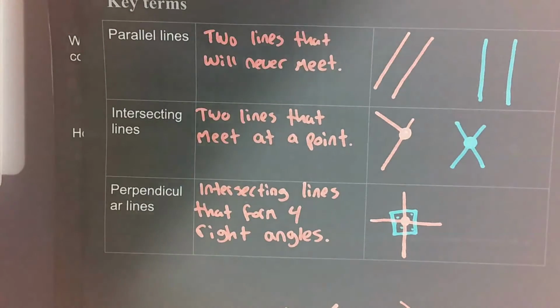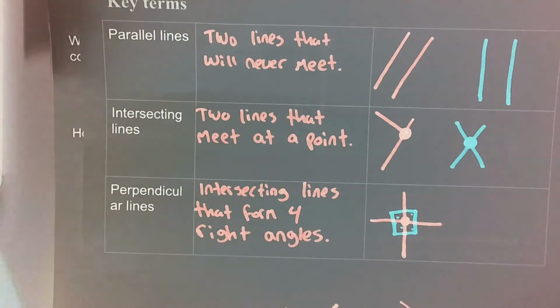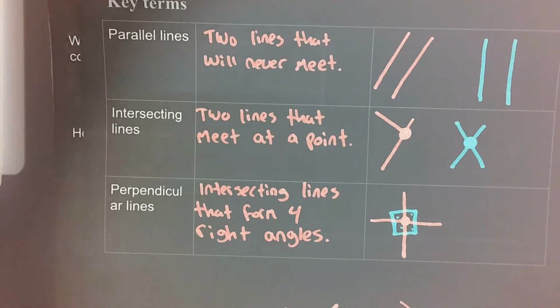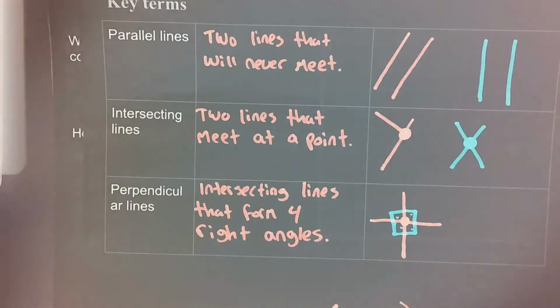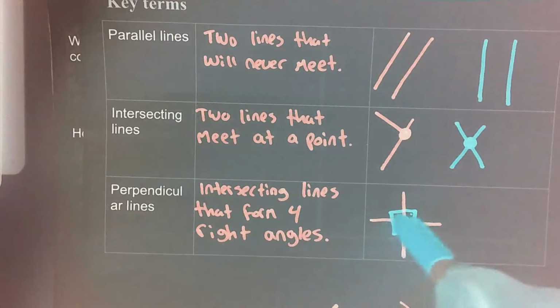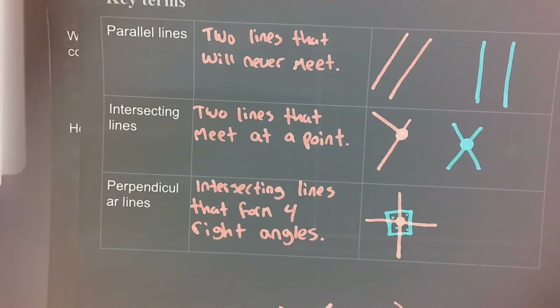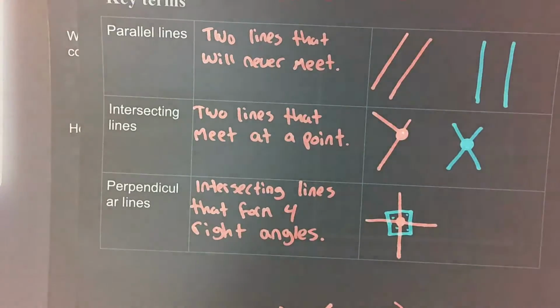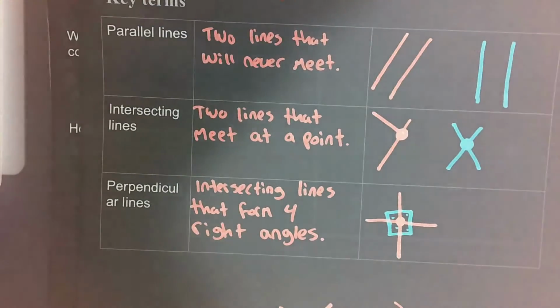It's okay if your words and examples don't exactly match mine, but remember, parallel lines are two lines that will never meet, like these two pairs of lines. Intersecting lines are two lines that meet at a given point, like these two lines here meeting at these 2 points. Perpendicular lines are a more specific type of intersecting lines. They are intersecting lines that form 1, 2, 3, 4 right angles, like this large plus sign here. Now that we have those key terms defined again, let's move on to we do number 1.